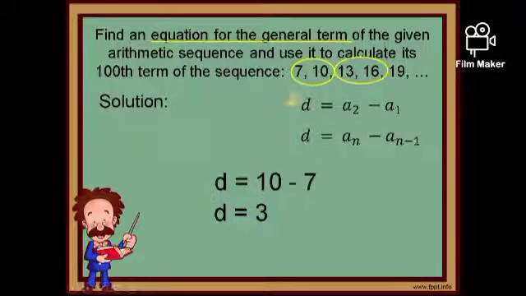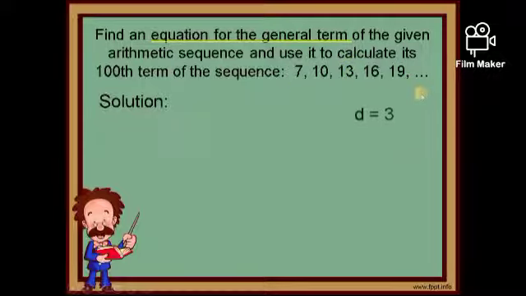Let's see if this is true. 10 minus 7 is 3, 13 minus 10 is 3, 16 minus 13 is 3, 19 minus 16 is 3. So we have the common difference. Now, using the general formula for an arithmetic sequence, we will find the equation for the general term.